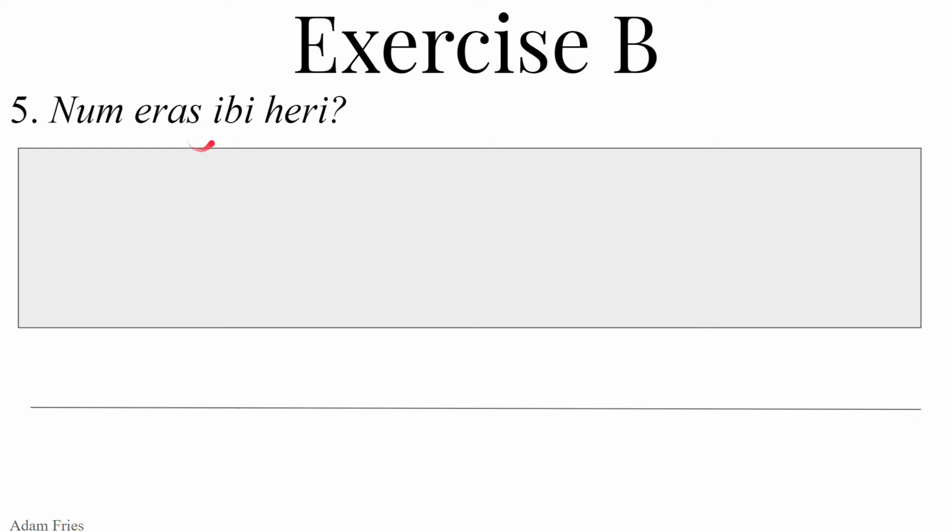So eras, you were: eram, eras, erat, eramus, eratis, erant, the imperfect second person singular of sum. Ibi is an adverb. It's describing where you were. Where were you? There. In that place. You were there. Heri is an adverb. That Beatles song Yesterday, where all your troubles seem so far away. So heri, adverb, modifies the verb eras, describing when the action occurred. When were you there in that place? Yesterday, heri. So you were there yesterday.